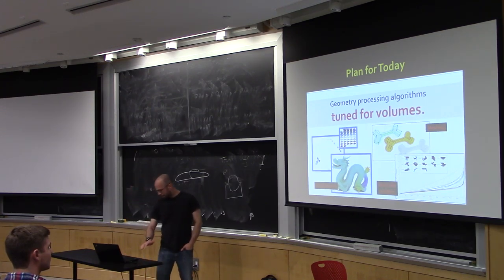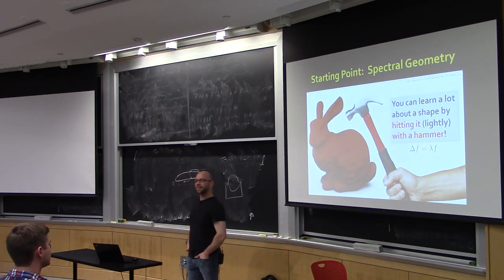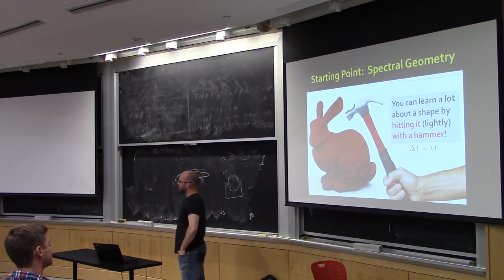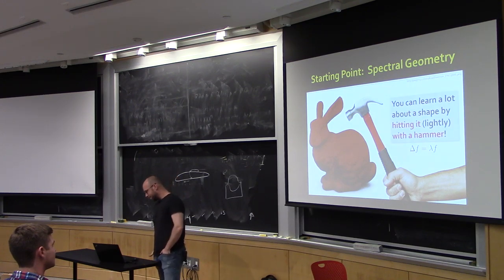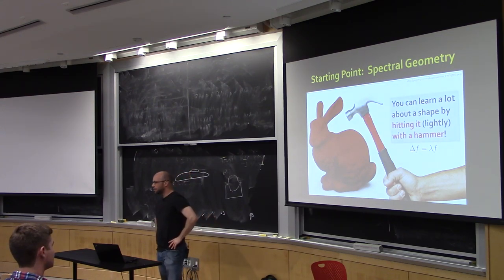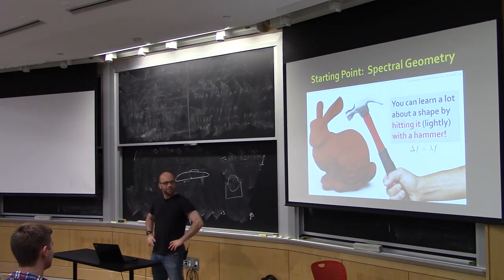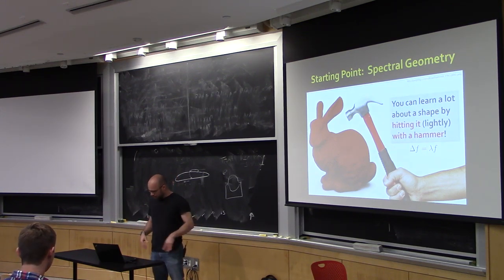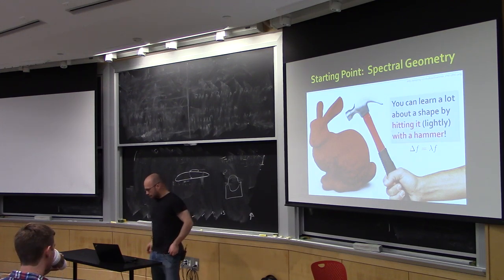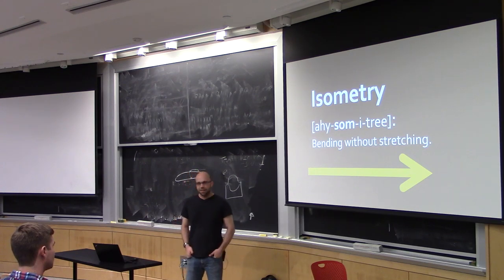Okay, so let's talk about some shape features. Hopefully by now you are intimately familiar with the world of spectral geometry and all the cool things you can learn by hitting the Stanford bunny with a hammer and observing the vibration modes and the frequencies. This is useful for shape retrieval, comparison, computing distortion, basically almost anything you want to do to a shape you can get out of this operator. And this is an extremely powerful perspective. One of the big vocabulary words that we had in A3A was that these algorithms are isometry invariant, and somehow that's a good thing.